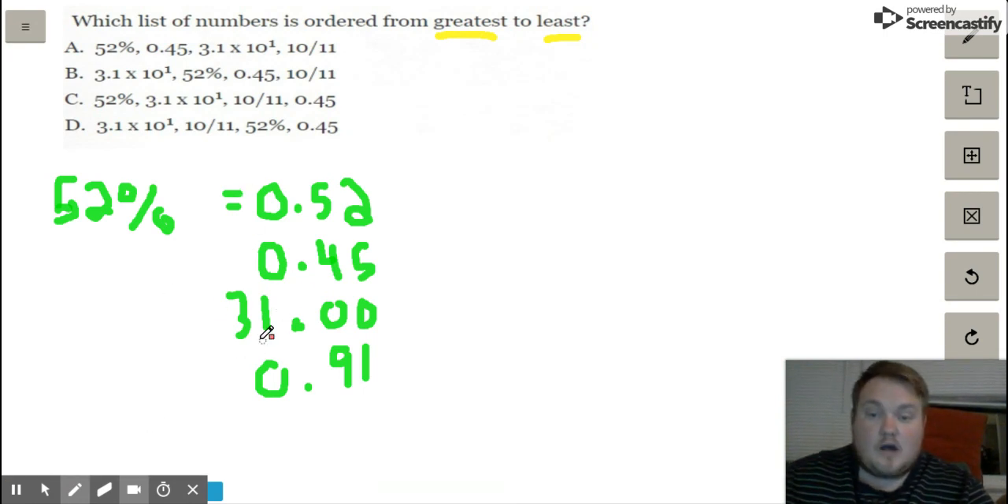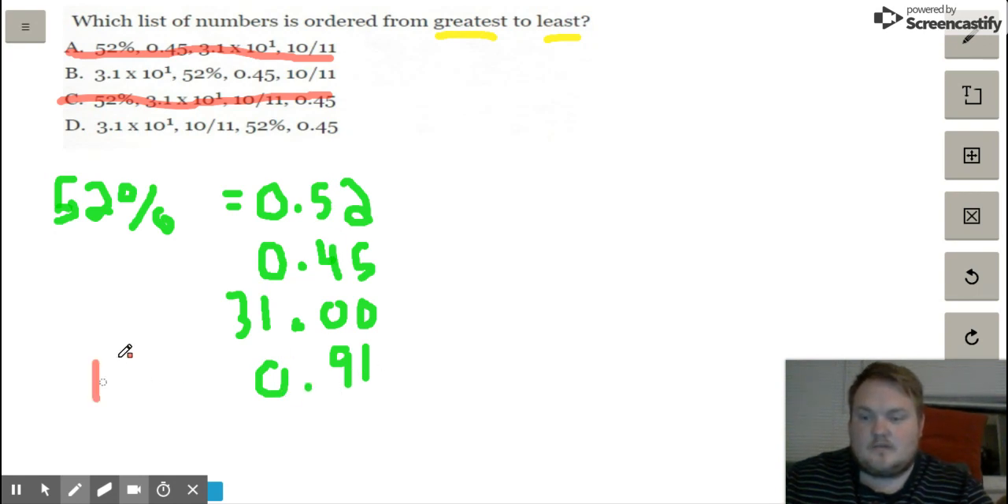Okay, so now we're going to look at our places and determine which number is the biggest, okay? Well, 31 is like $31. That triumphs all those zeros. So 3.1 times 10 to the first will have to be the biggest. So we can eliminate A because it's not first. And we can eliminate C. Next, we're going to look at that decimal column. 5 is bigger than 4, but 9 is bigger than 4 and 5. So 10 elevenths, which is what we did to get 0.91, is our next one, and so the correct answer is D.